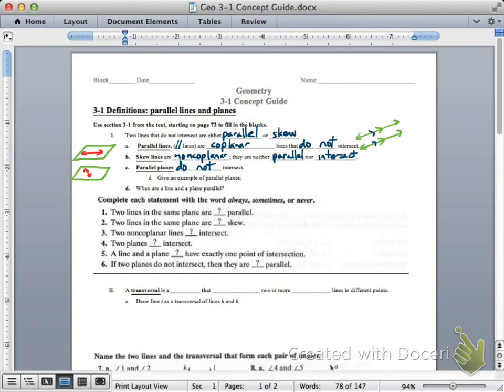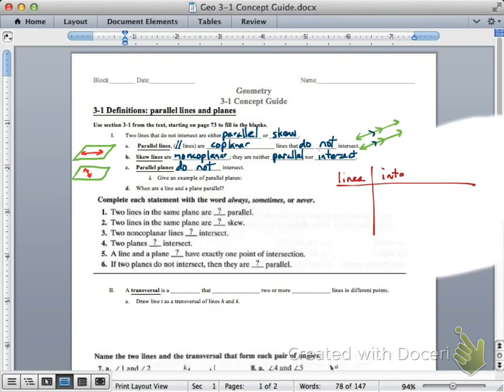So where in your life have you seen parallel planes? Think of one, write it down. And when have you seen a line and a plane parallel? Give me an example of that as well.